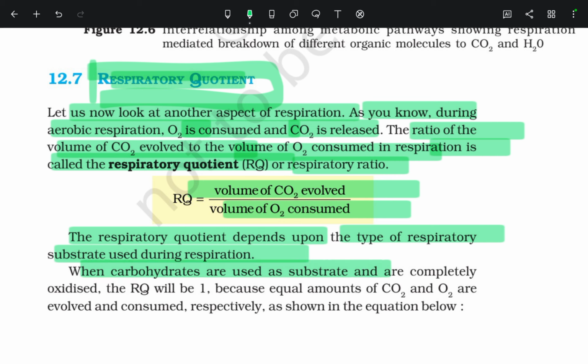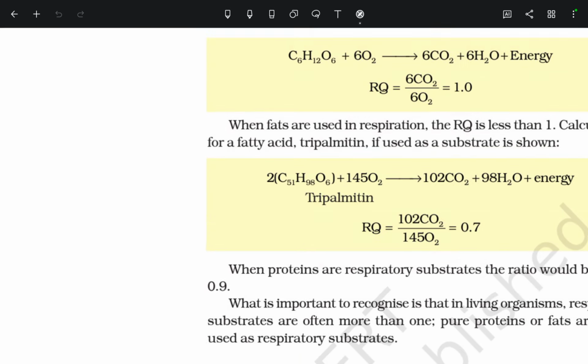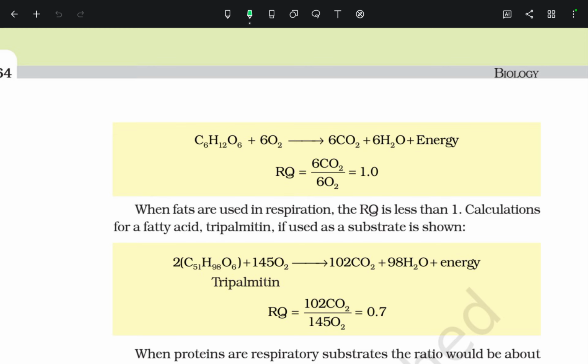When carbohydrates are used as substrate and are completely oxidized, the respiratory quotient will be 1 because an equal amount of CO2 is evolved as oxygen is consumed. As shown in the equation given here, glucose plus 6 molecules of oxygen are consumed and 6 molecules of carbon dioxide are evolved during this oxidation, plus 6H2O plus energy, so the respiratory quotient is 1.